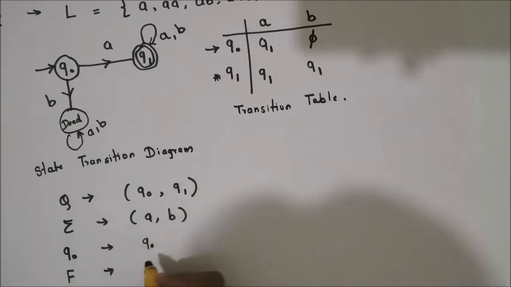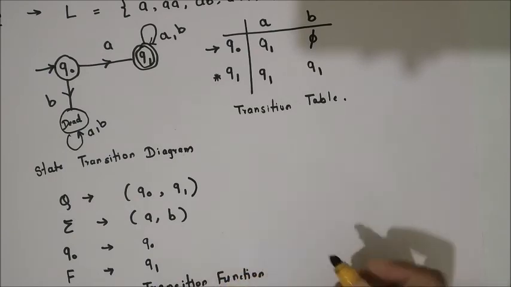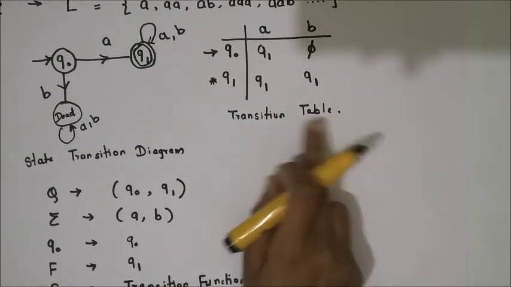Q1 will be the final state, and this is the transition function, which is shown by this transition table. These are the transitions.